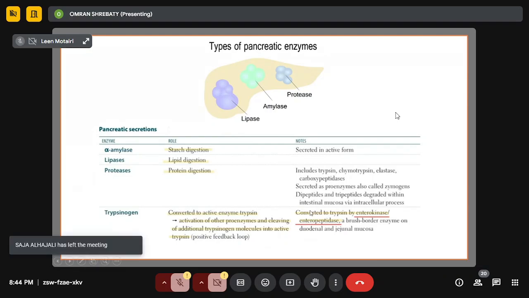How is trypsinogen converted into trypsin? And I even remember in 1.5 we had a question about this from Dr. Ahmed Sayed's lecture.